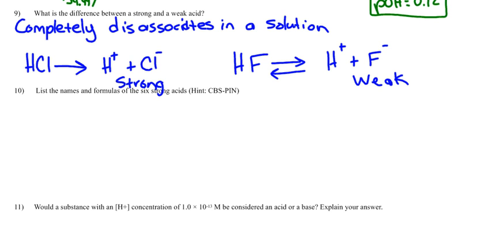Okay? So how can I remember which acids are strong and which ones are weak? Okay, we have 6 strong acids that you're supposed to memorize, and we have a mnemonic device to try to remember it, CBS pen. So we have hydrochloric. That one's pretty common. We have hydrobromic. We have sulfuric.